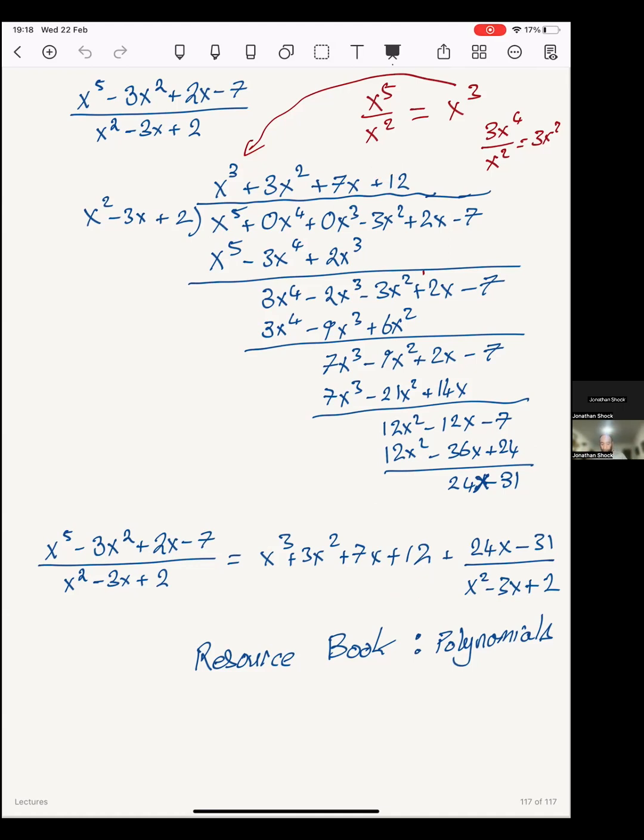And by the right answer, remember what I mean is writing a polynomial which is not in proper rational form, where the order here is higher than the order here, in terms of a polynomial plus a rational function which is in proper rational form. We've still got the x squared minus 3x plus 2 on the bottom, and on the top we've got something which is one order lower in this case. It might have been that we didn't have the x, but it's a polynomial which is of lower order than 2.